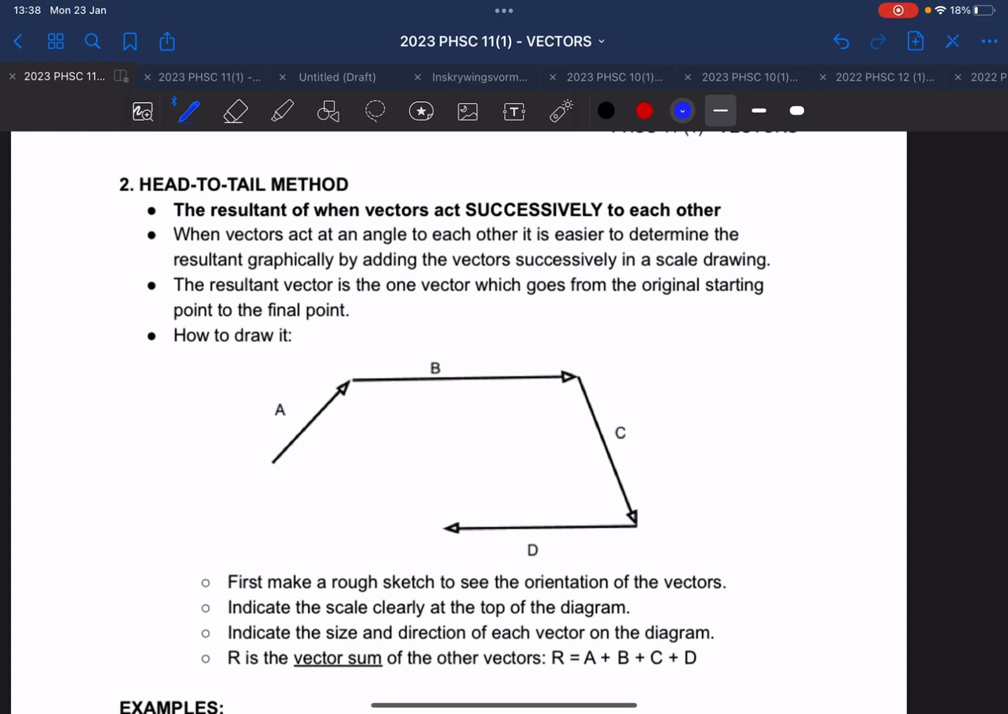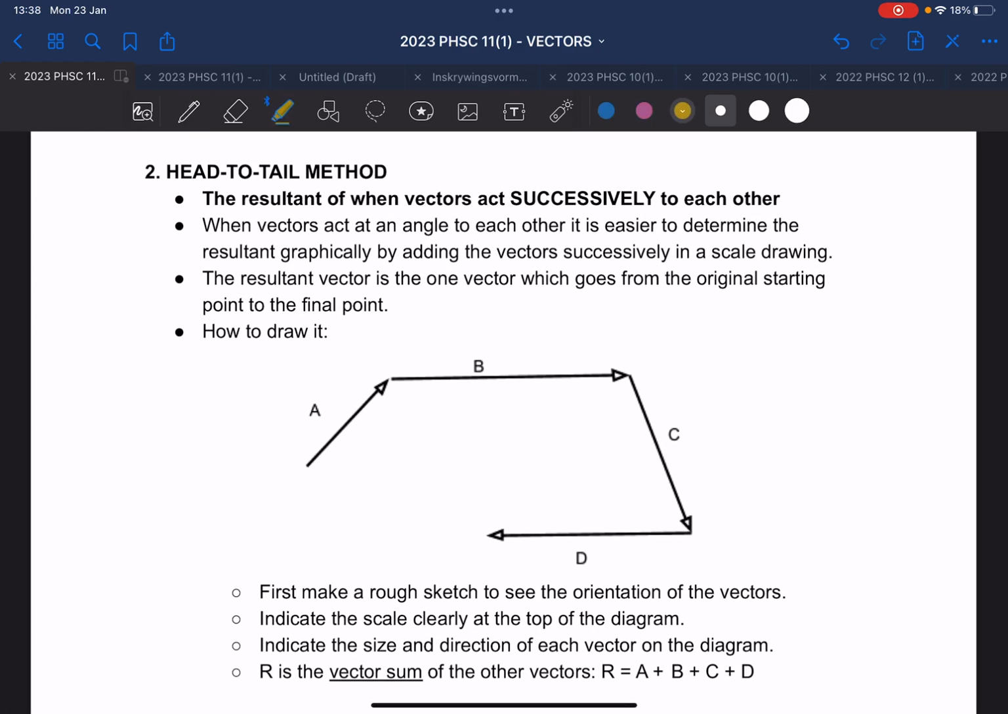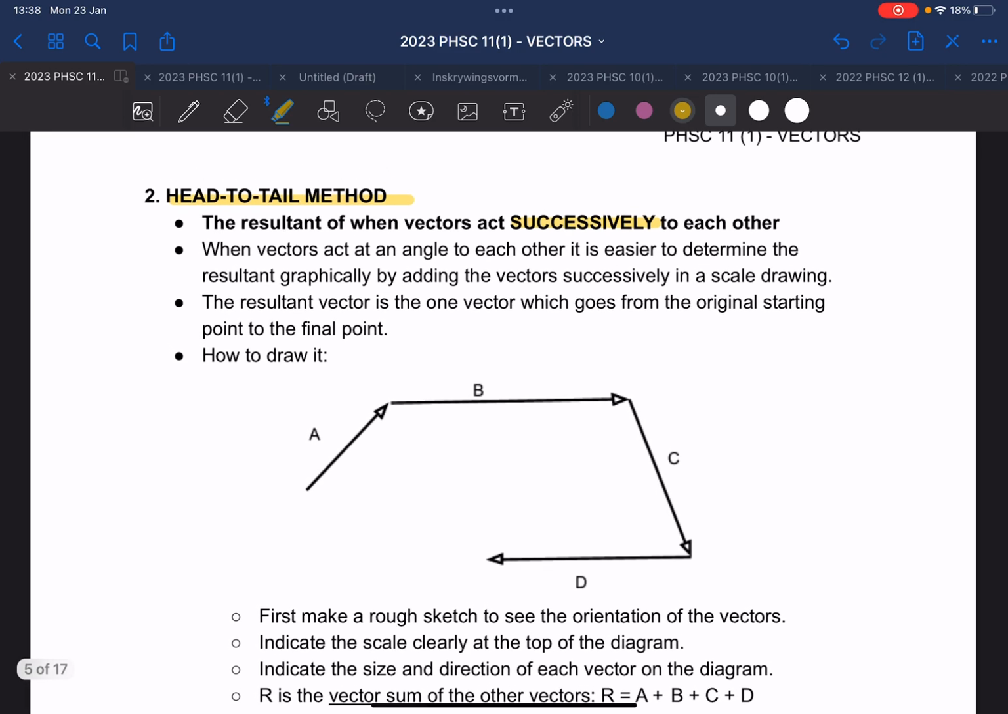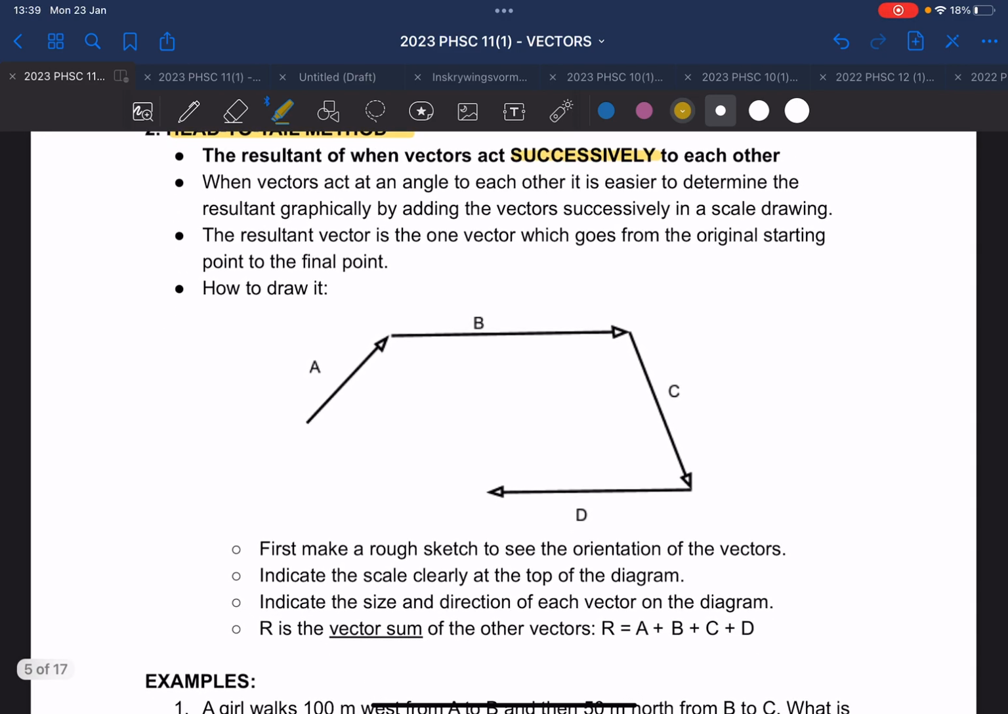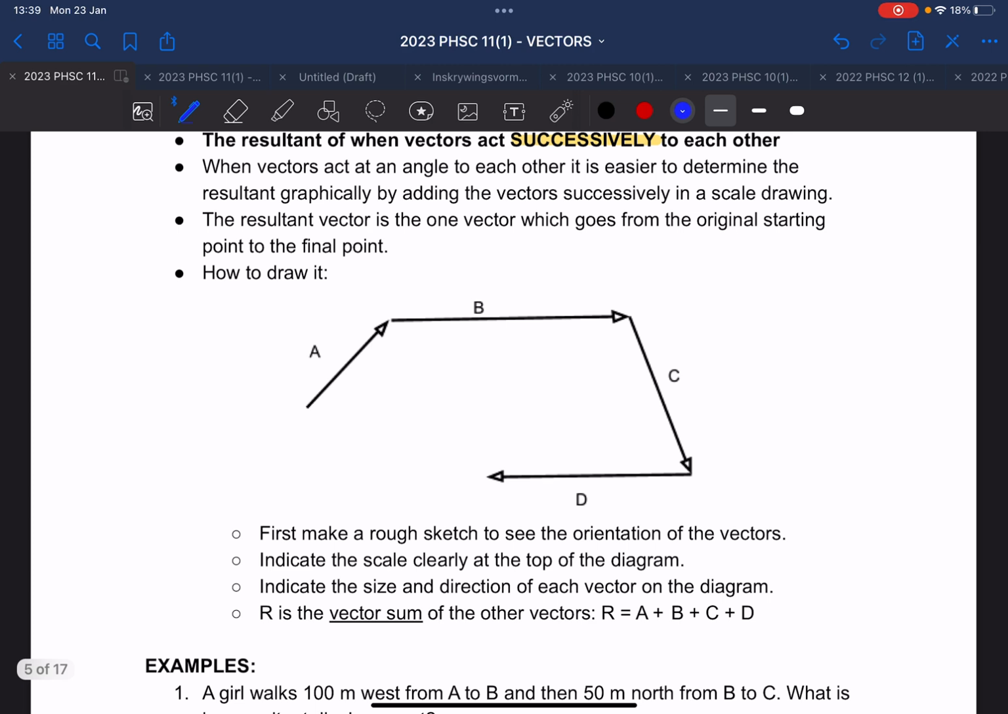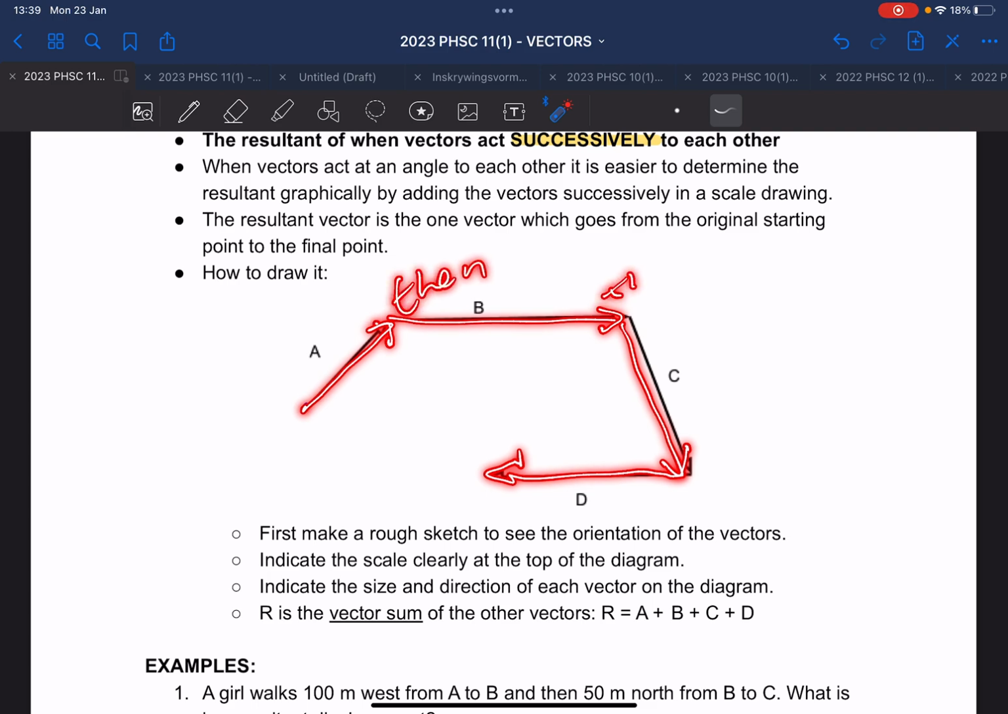Okay, then we get the head to tail method, and we use this method when forces act successively to each other. It means first this happens, then this happens, then this happens. So let's say this is Mr. Van Zel standing there. First he walks to the EGD class, Masuna's class. Then he walks to the Pavilion's tuck shop. Then he walks to the start of the athletics. And then he walks to the rugby poles. So this, then, and then, and then.